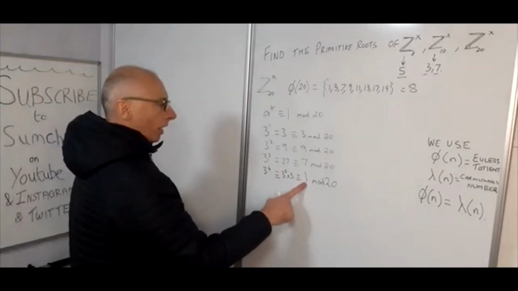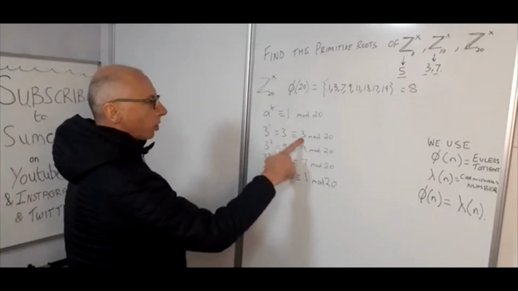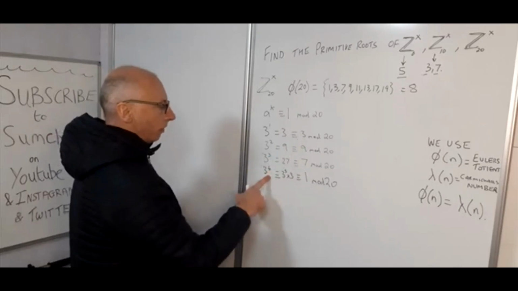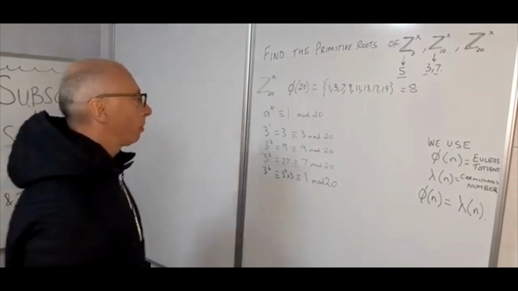Okay, let's try this one now. If we multiply 1 by 3, we're just going to get 3. So this is going to give us 4. So 3 is not going to be a generator.